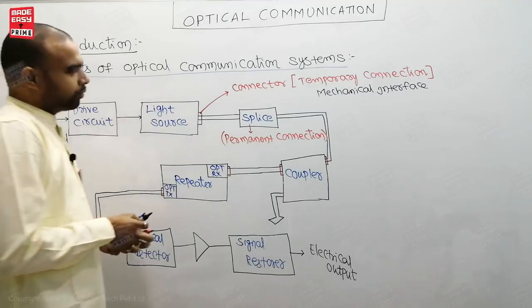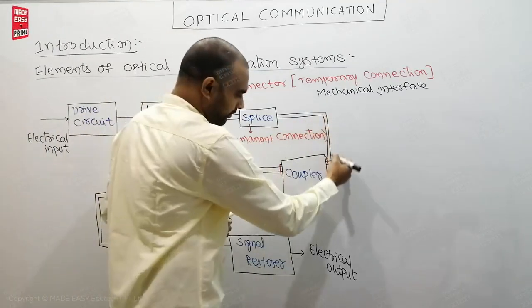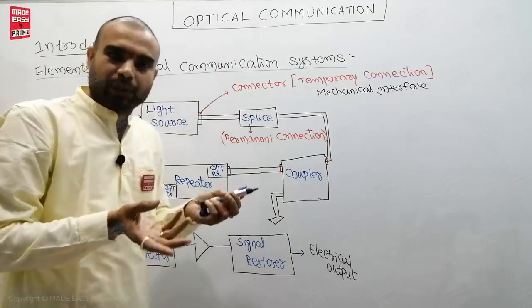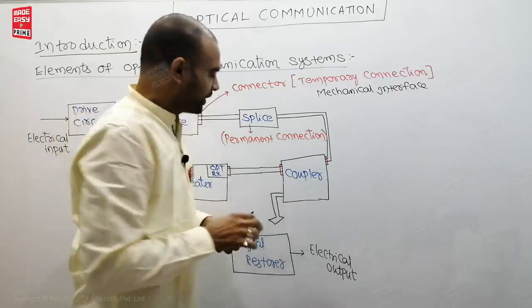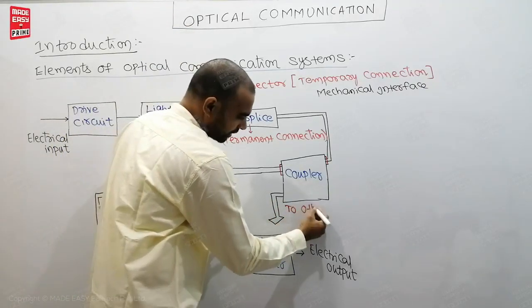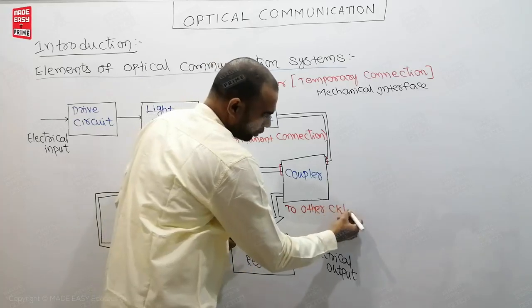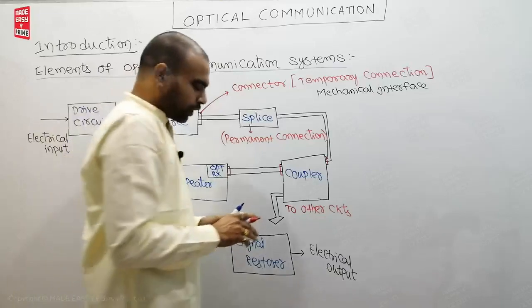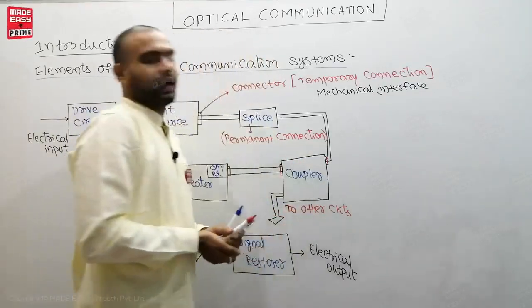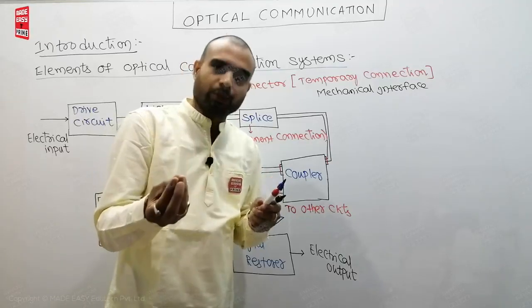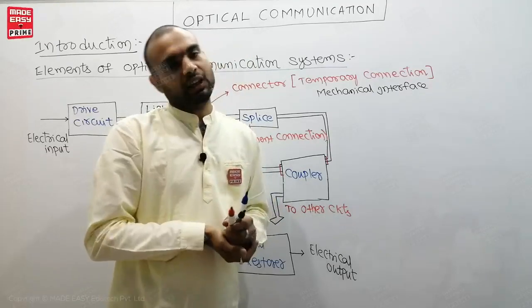After that, whatever signal we get comes to the coupler. The coupler distributes the optical power to other circuits. The coupler is of two types: one is the star coupler, and the second is the T coupler.